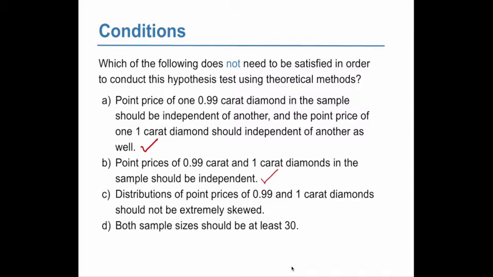Distribution of point prices of 0.99 and 1 carat diamonds should not be extremely skewed. And they are skewed, but they're not extremely skewed. We do not need to check that both sample sizes should be at least 30. So we would want to check the sampling distributions for both. So if the sampling distributions are approximately normal, or if our sample sizes are at least 30.